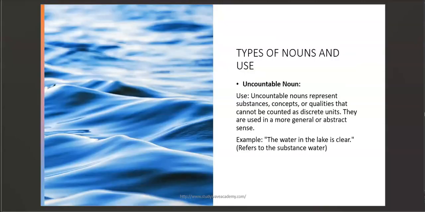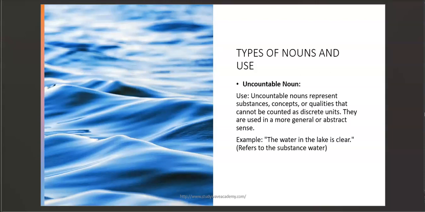Then when we talk about uncountable nouns, their use is that they represent substances or uncountable concepts or qualities that cannot be counted as a discrete unit. So they are used in a more general or abstract sense. When I talk about water, it shows a mass. So uncountable nouns are just showing masses of things or a large amount of something which we can't count. So for example, we can't count water, we can't count milk, sugar, salt. These are entities we can't count, but we talk about them in a more general and abstract sense.